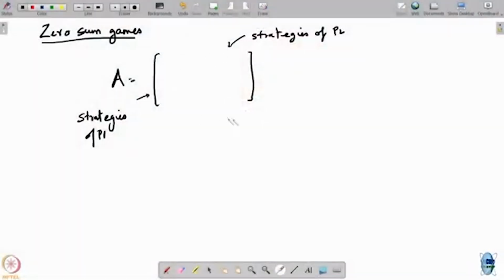Last time we started the study of zero-sum games, and these were games involving two players with finitely many strategies for each player, and we said that they can be represented in this sort of form. Now, a zero-sum game had the property that the payoffs of the players sum to 0. So, as a result, you could represent the game using only one set of payoffs, and that was represented in a matrix form.